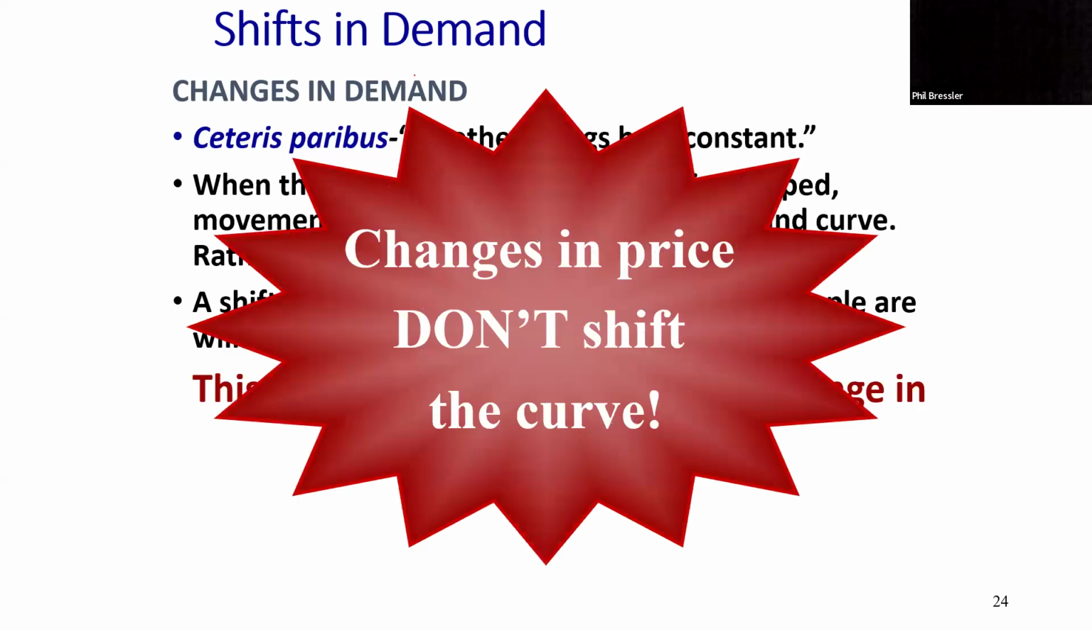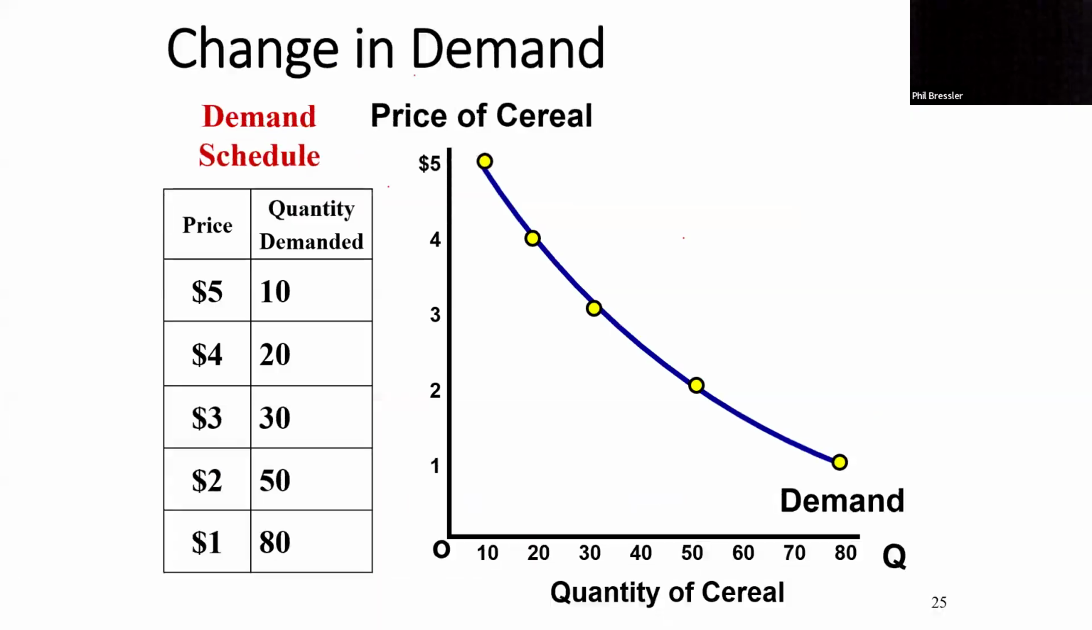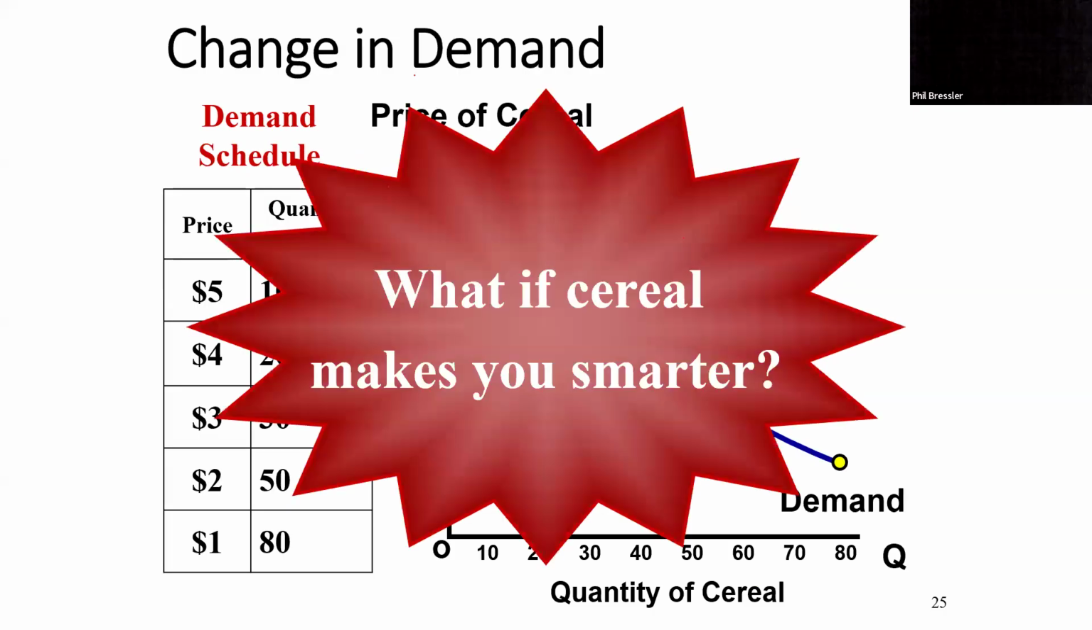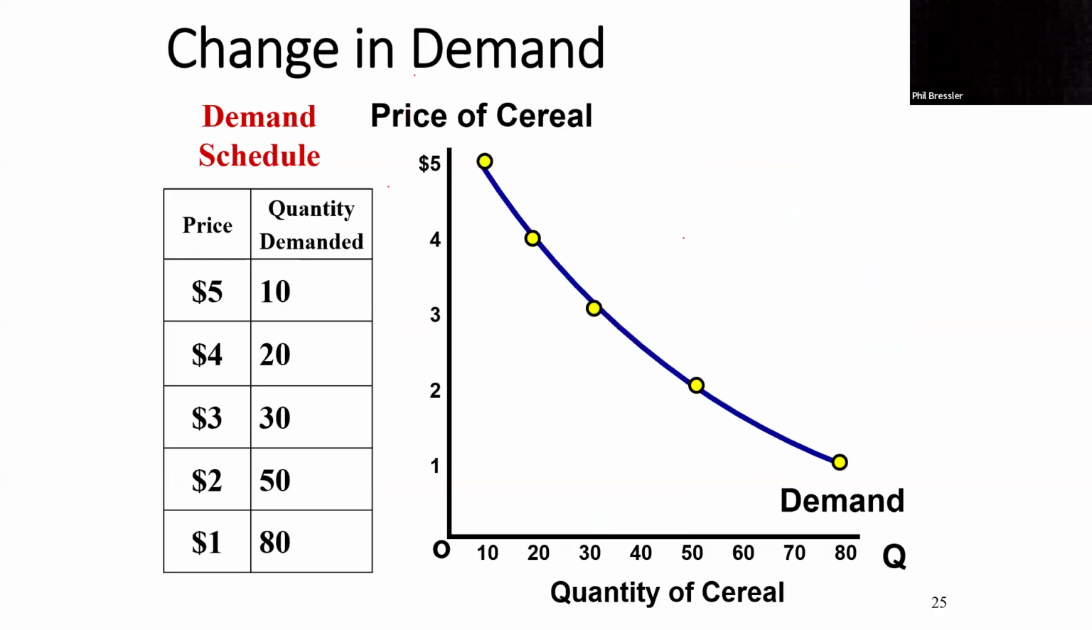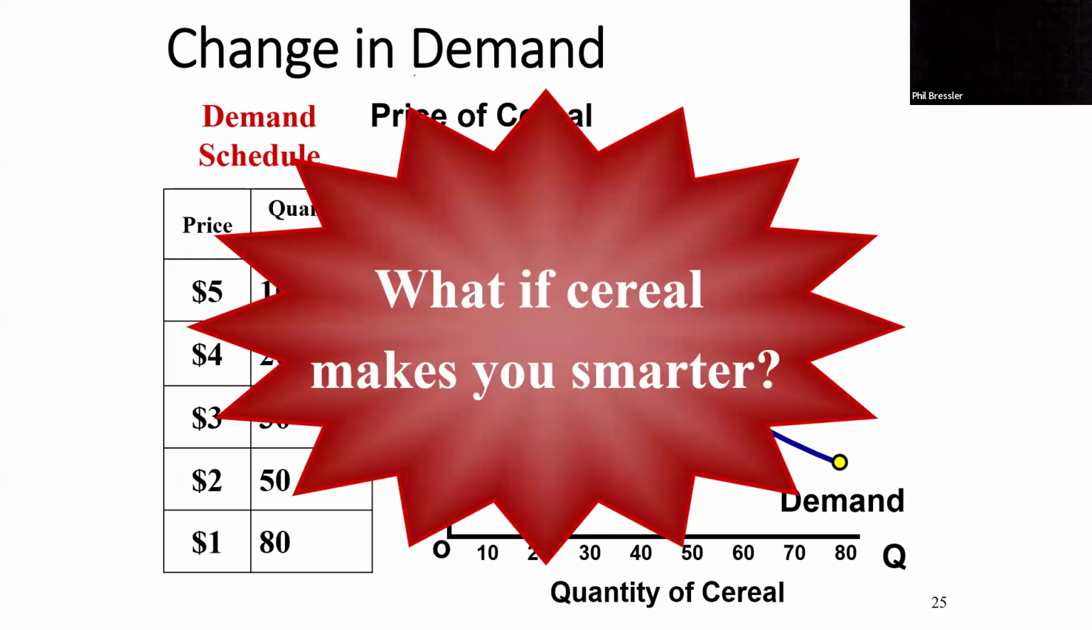Changes in price don't shift the curve. All right, that's important. A change in price gets you to slide up and down the curve. And we'll go over that. We'll have examples. So, what if cereal makes you smarter? All right. Well, if cereal makes you smarter, more people would buy it at $5, $4, $3, $2, because people are going to run out and buy it. So, how do we show that?